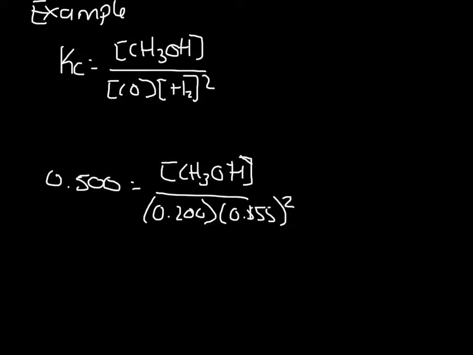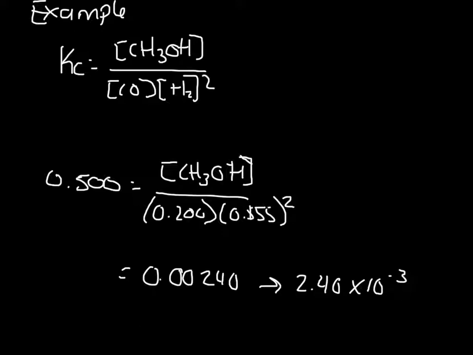So you want to go through and isolate CH3OH. So we want to take our 0.500 times 0.200 times 0.155 squared, and you get 0.00240 moles per decimeter cubed, or we can change that to 2.40 times 10 to the negative 3 moles per decimeter cubed. And this number is less than 1, and therefore reactants are being favored.